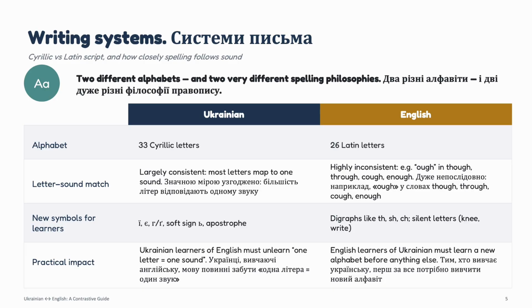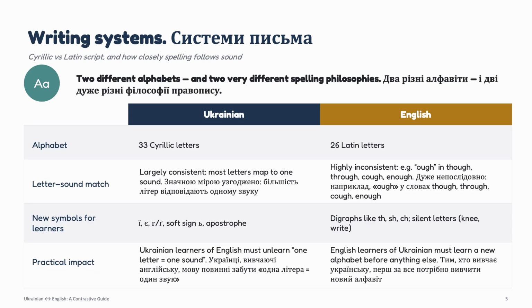And for an English learner of Ukrainian, the challenge is really just at the start. They need to learn a new alphabet before they can do anything else, including brand new symbols like yi, which are written here, yi, ye, g, and soft sign and apostrophe. Well, English also has apostrophe, but with a bit another purpose.